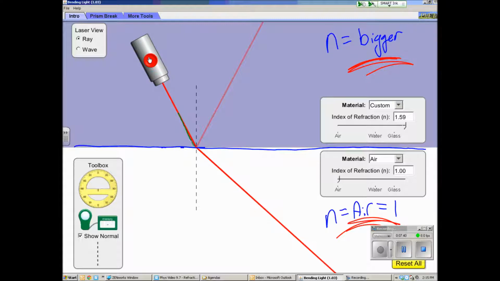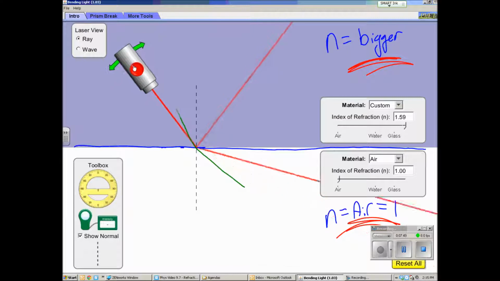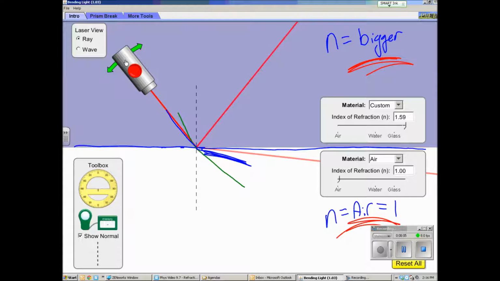Right now, here's my incident beam and here's my refracted beam. You can see what's happening is this refracted beam here is getting closer and closer to the boundary. And look what happens if I make my angle of incidence a little bit bigger. Oh, there we go. See that? How the refracted beam sort of disappears?